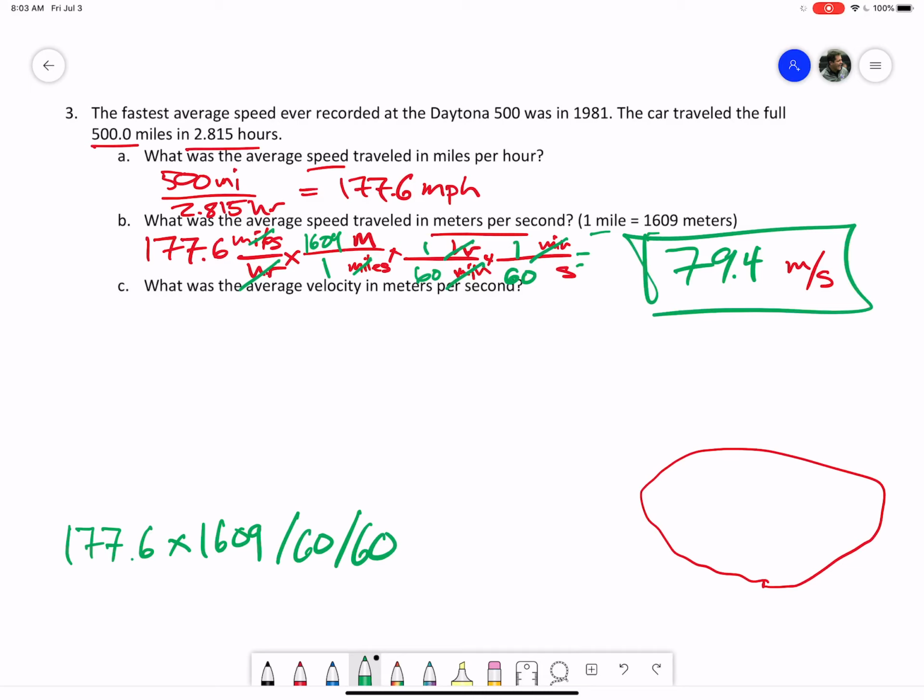All right, last up, what is the average velocity? Well, if you start and stop in the same spot, your average velocity will be 0 meters per second because your displacement is 0.